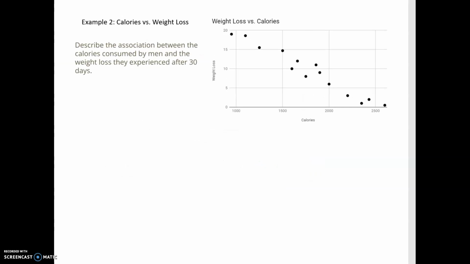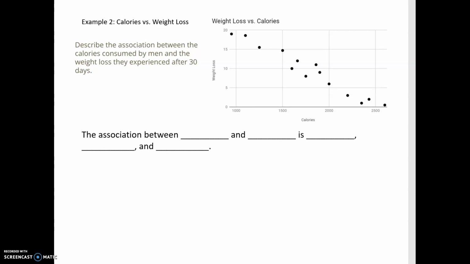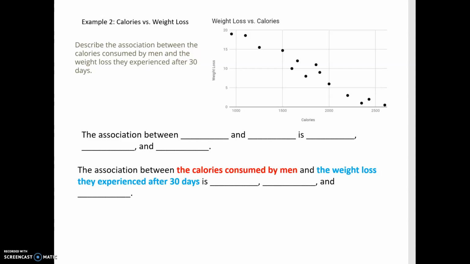Now, in example 2, the first thing I see is this is way stronger. Okay, so it says describe the association between calories consumed by men and the weight loss they experienced after 30 days. So the first two blanks in our answer is going to be what's underlined there. Okay, all right. Let's take a look at the next one. So the association between blank and blank, okay? And so it's what we underlined, right? The calories consumed by men and the weight loss they experienced after 30 days is blank, blank, and blank.